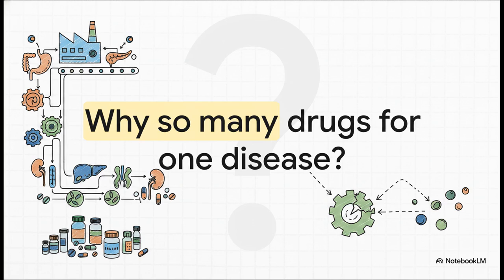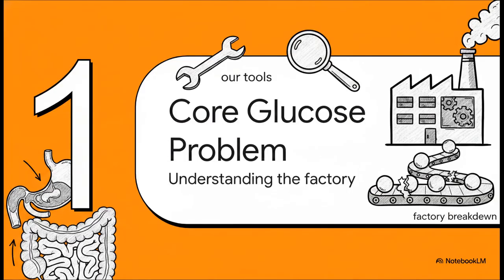It's huge. Which really begs the question, why in the world do we use so many different drugs for one single disease? Well, the answer is that the human body isn't just a simple machine. It is a highly complex factory. And when glucose regulation breaks down, it's not just one little gear failing. We are talking about a systemic breakdown across the intestines, the pancreas, the liver, the kidneys, and even the cells themselves. To actually fix it, we need interventions at multiple, highly specific points on that factory assembly line.